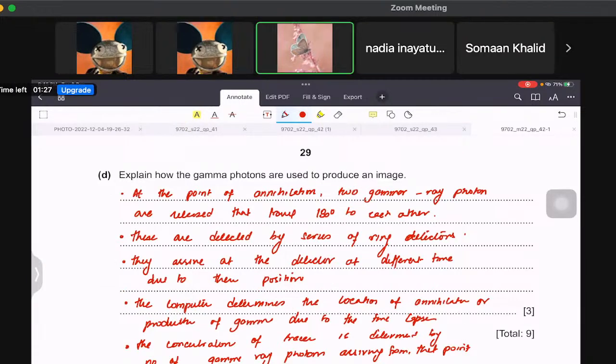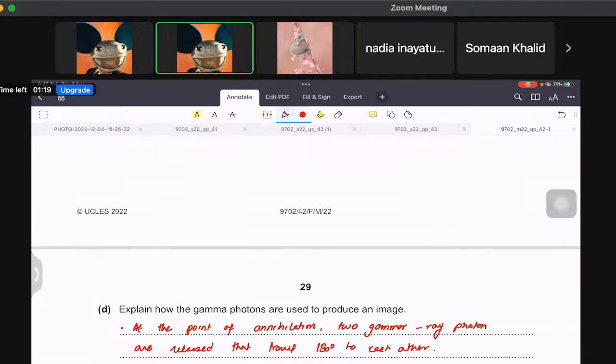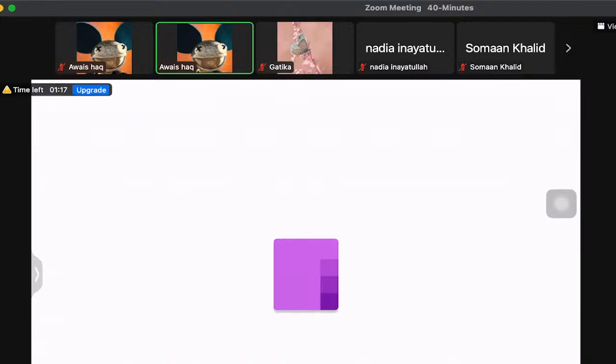Okay. So can you explain the detection part, please? Where? In the notes. Okay. Why not? Okay.